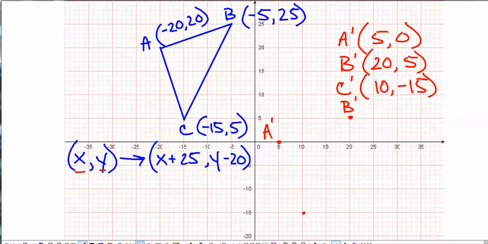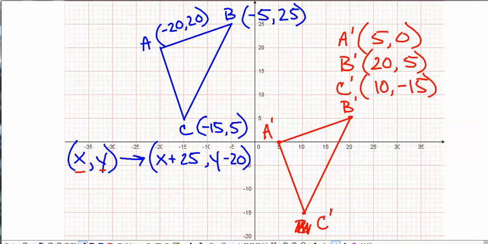And if you connected them, it's the same image, moved to the right 25 units and down 20 units. Make sense? Yes. Does that make more sense than before? Yes. C prime, right? Get the idea? Okay.